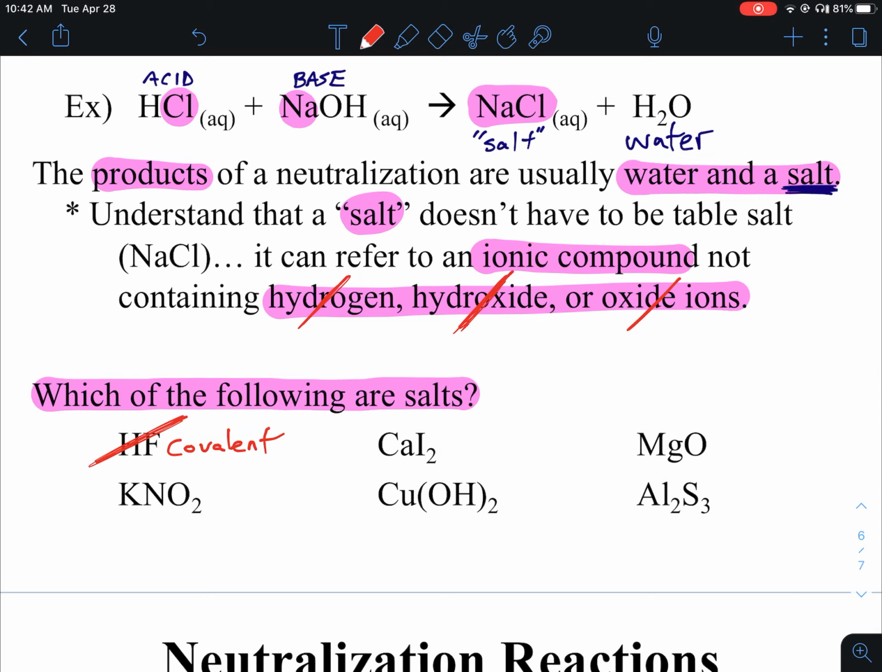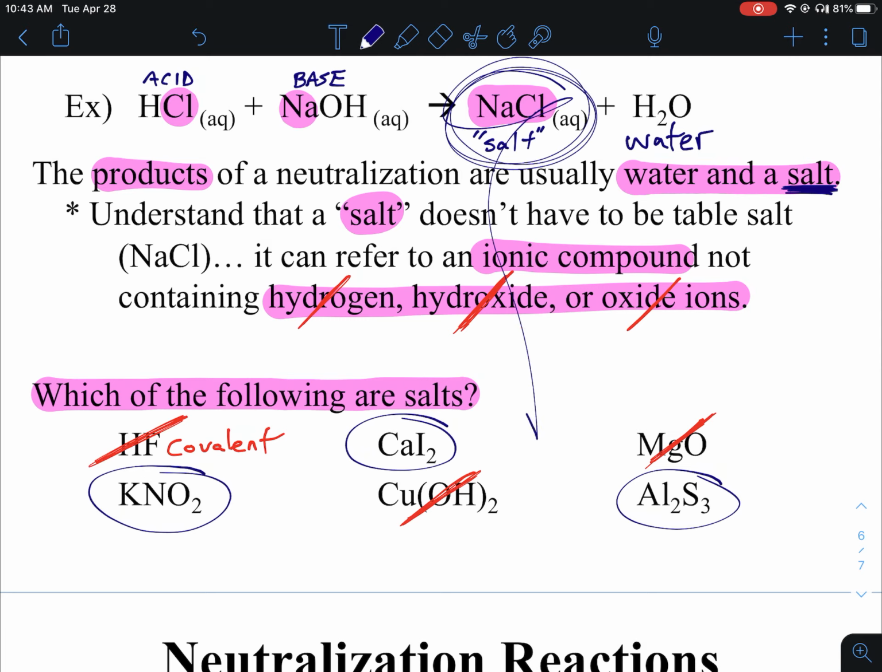Hydroxide, do any of them have hydroxide? Yes, that has hydroxide in it. Do any of them have just straight up oxygen ions? Yep. Which means this is an ionic compound that doesn't contain those ions. That one is, and those three would be considered salts. So when you do these reactions, you're going to get something that resembles one of these guys with water.